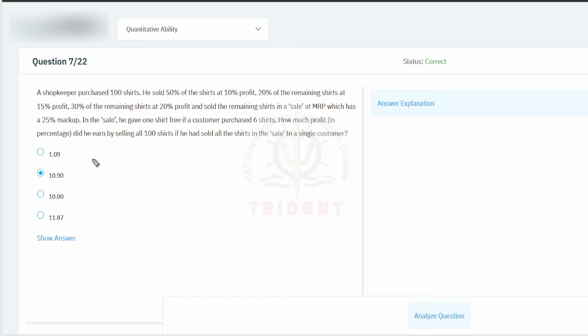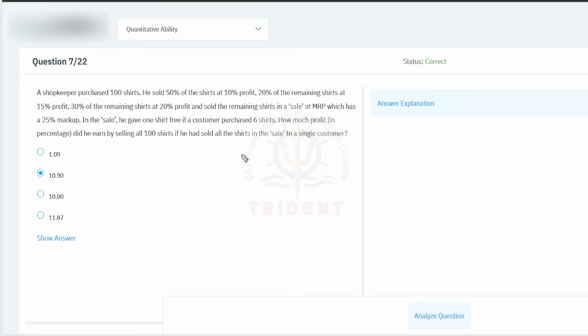I will also show you the explanation that this institute has provided. You can then take a pick on which method really clicks to you, right? So I'll read the question for you. It says a shopkeeper purchased 100 shirts. He sold 50% of the shirts at 10% profit.